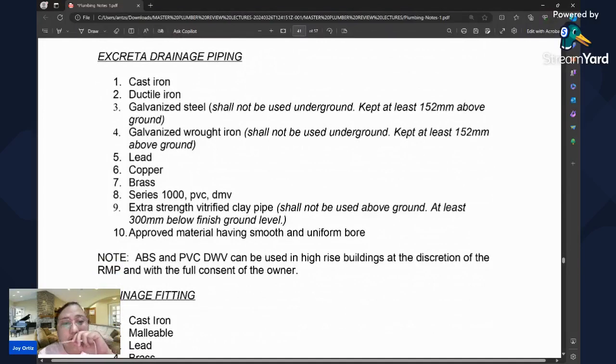Galvanized wrought iron shall not be used underground also. Basically, anything that is galvanized iron, let's not put it underground. Keep it at least 152 millimeter above the ground.